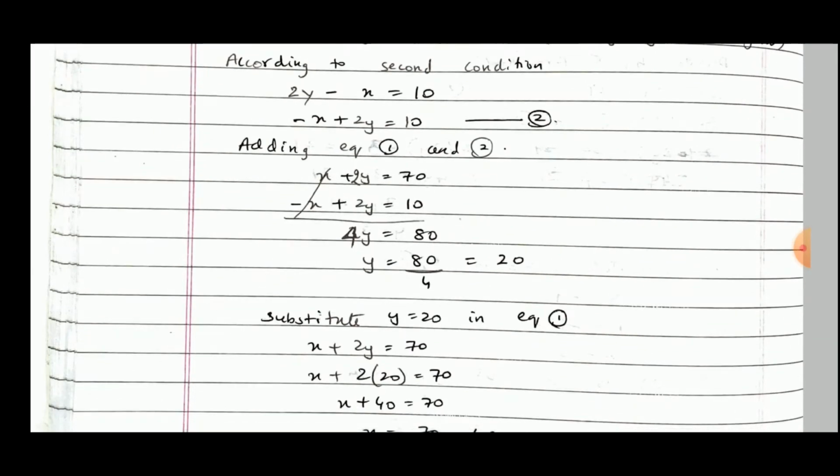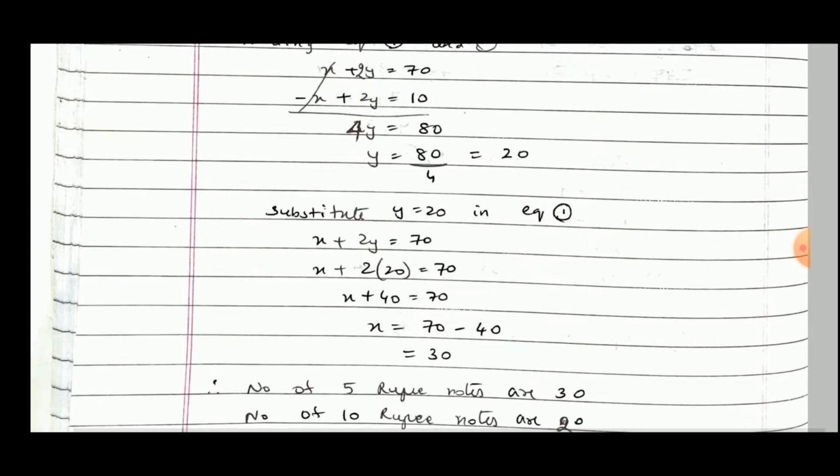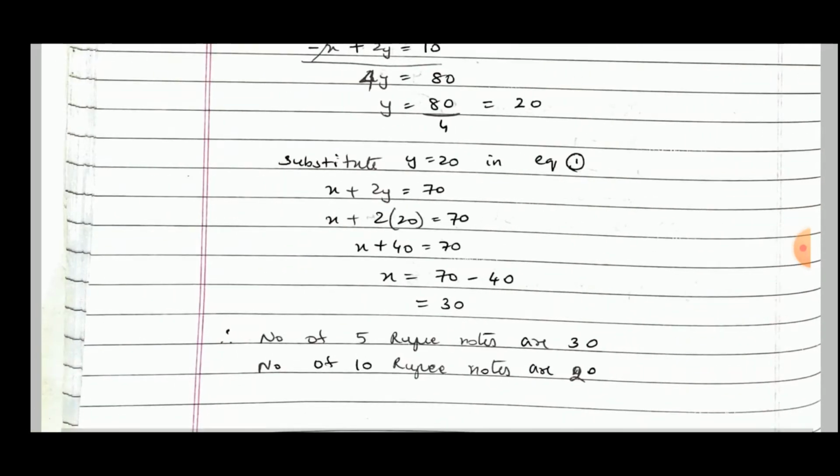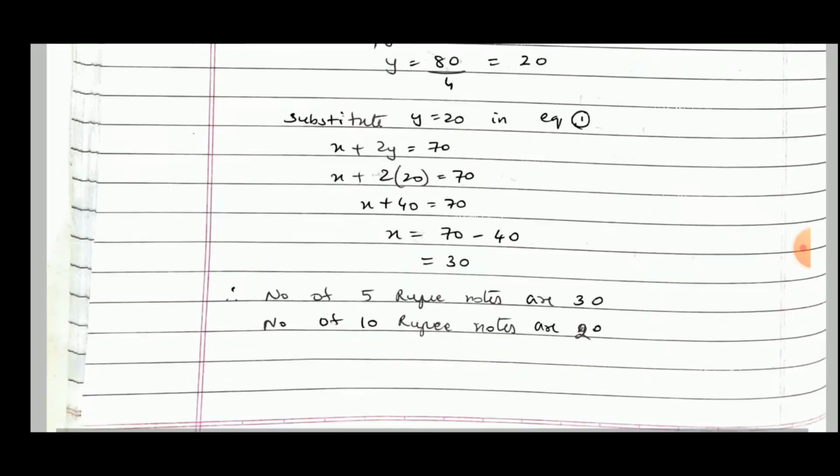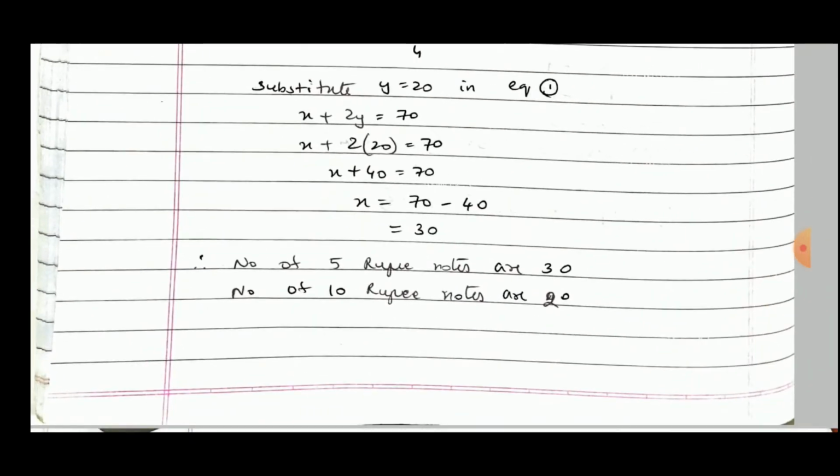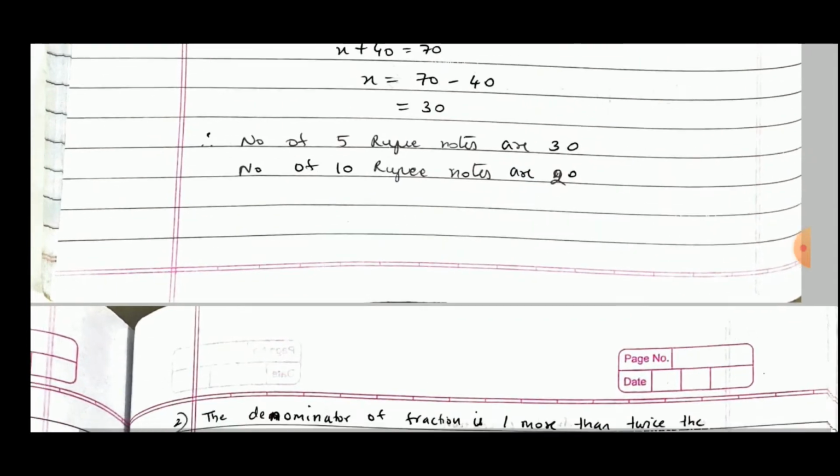So substitute y is equal to 20 in equation 1, x plus 2y is 70. Now x plus 2 into 20 is equal to 70. So x plus 40 is equal to 70. x is equal to 70 minus 40 equal to 30. So therefore the number of 5 rupee notes is 30 and the number of 10 rupee notes is 20.